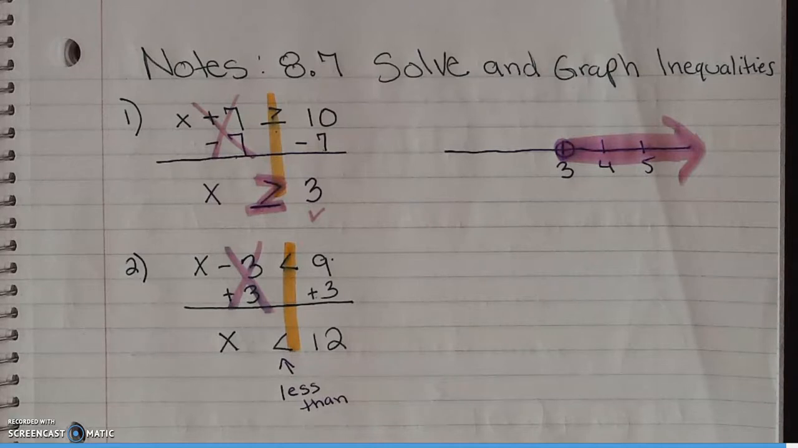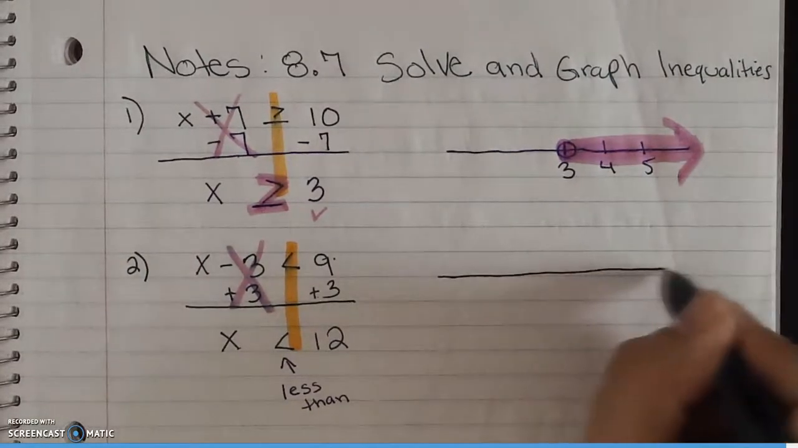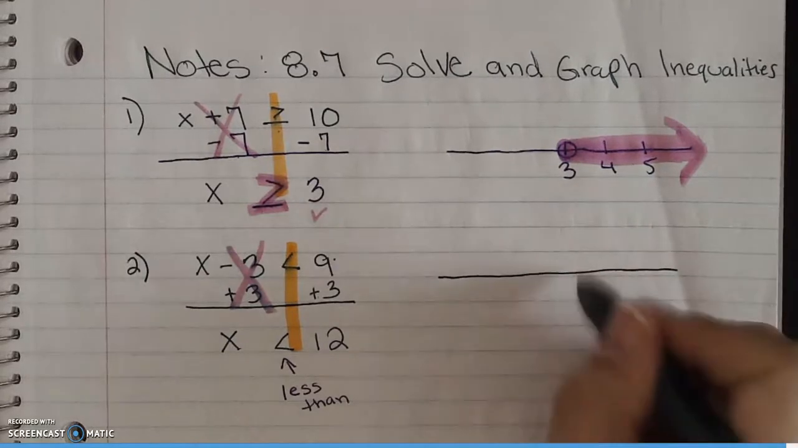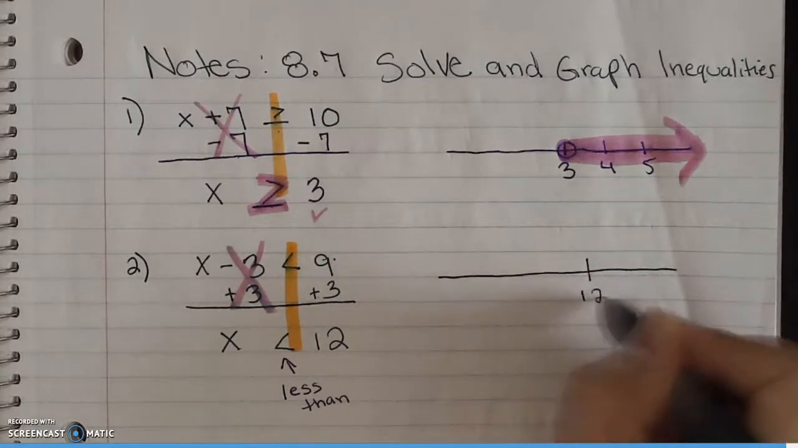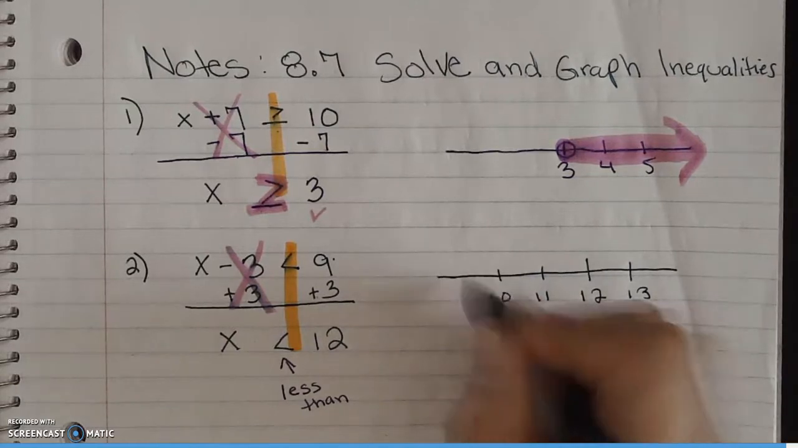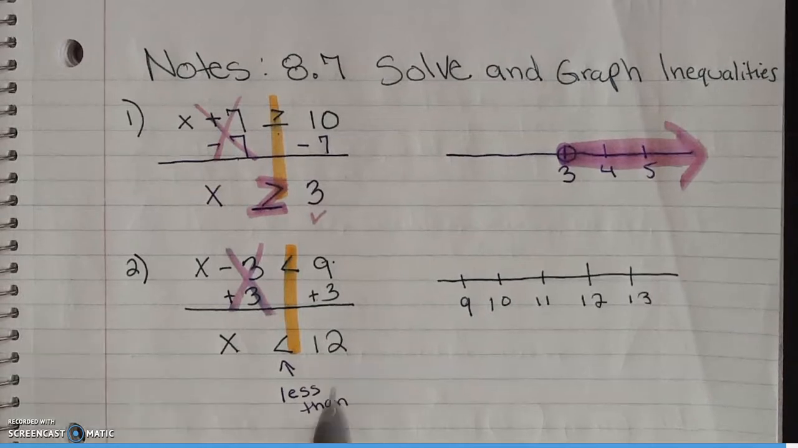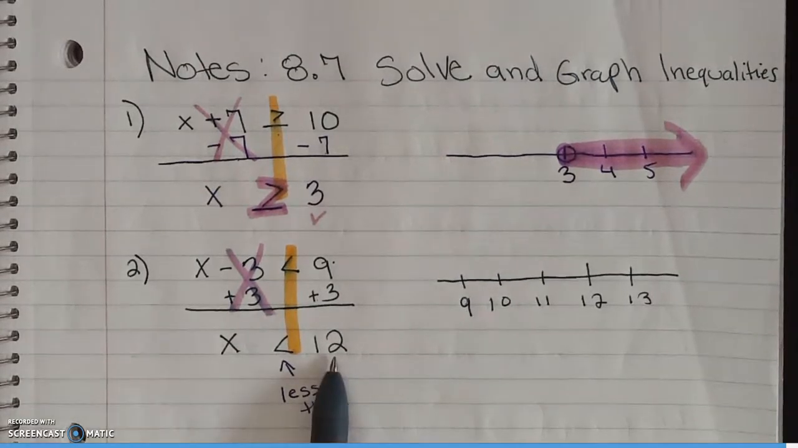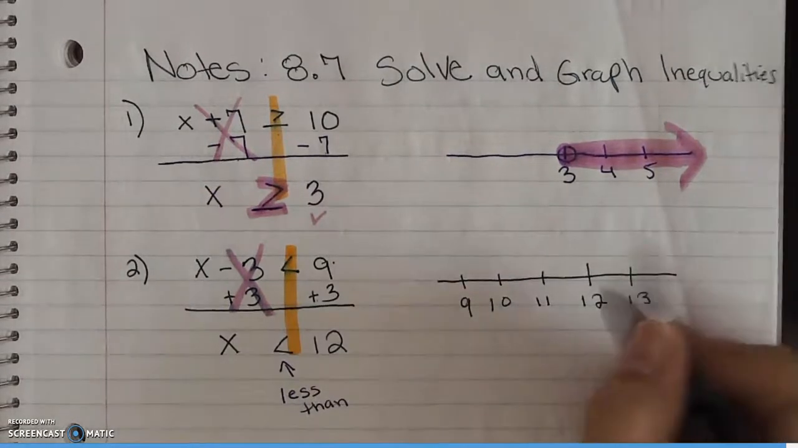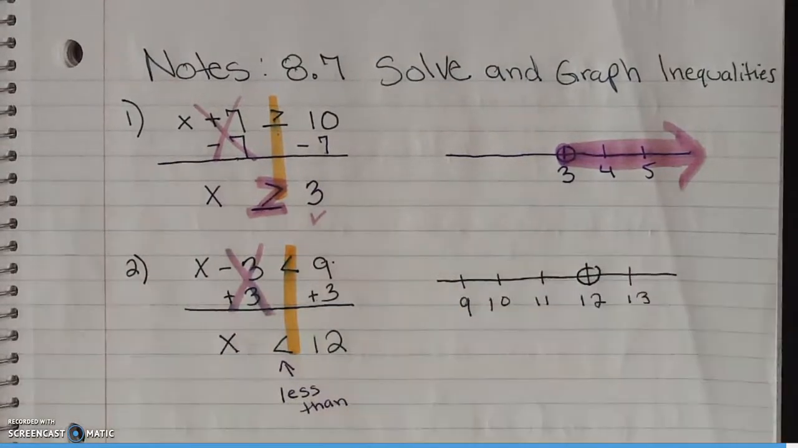Would this be true? I put my number line. And then I'm going to write anywhere here. I'm going to put 12, 13, and over here 11, 10, and so on. Okay, what is the number I need to circle? That will be 12. So I'm going to put it on the number line. I'm going to make the circle on the number line.